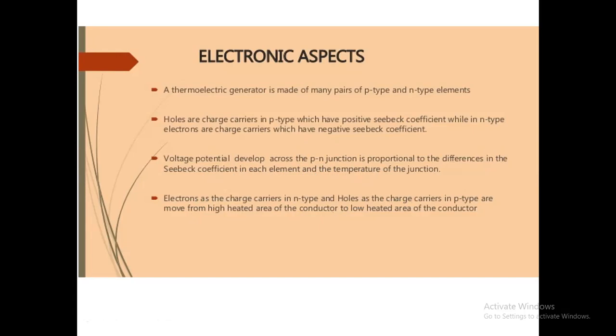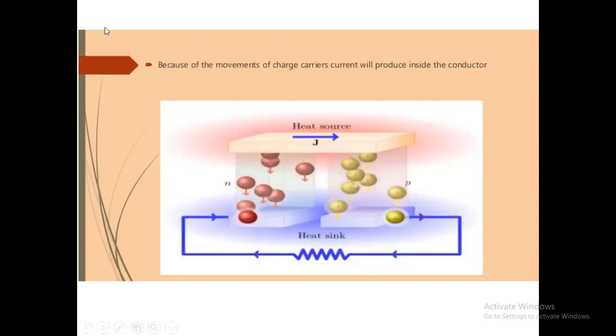Particularly, we've already seen this phenomenon in previous diagrams. Because of the movement of charge carriers, current will be produced inside the conductor. So when we apply heat at the side, electrical energy is formed in between. By providing heat, the energy is transferred in the p-type and n-type semiconductors, and then to complete the circuit, it produces a heat side and a cool side, and electricity is also produced in the circuit after applying the heat source.